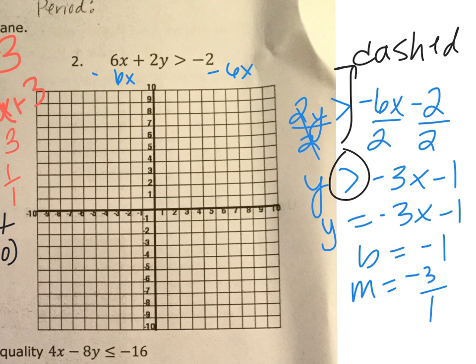Okay, so I'm going to plot (0, -1) for my y-intercept. And then I'm going to go down 3, to the right 1, up 3, to the left 1, and I'm going to do a couple more so I can draw a reasonably straight line. There we go.